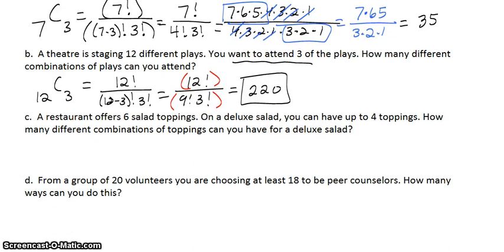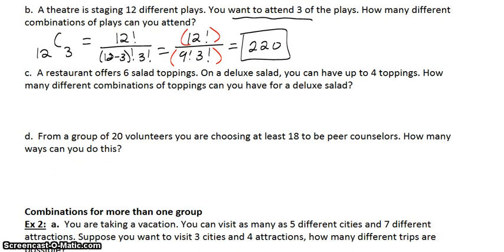Today we're going to be working on more complicated problems than we did yesterday, and C and D are good examples of this. So look at example C. A restaurant offers 6 salad toppings. On a deluxe salad, you can have up to 4 toppings. How many different combinations of toppings can you have for a deluxe salad? So here's what's a little annoying about this.